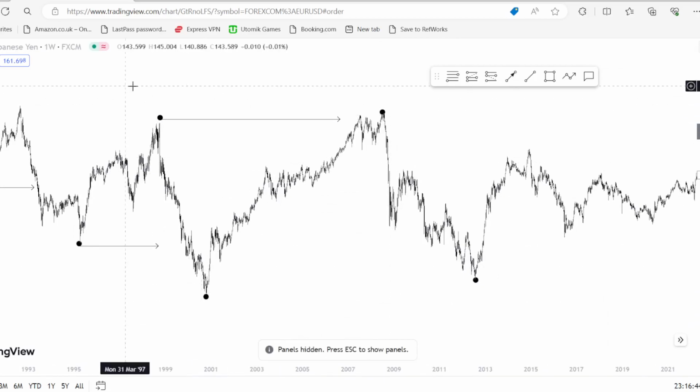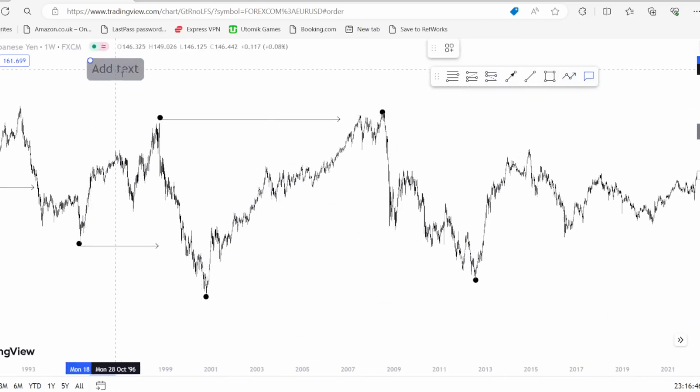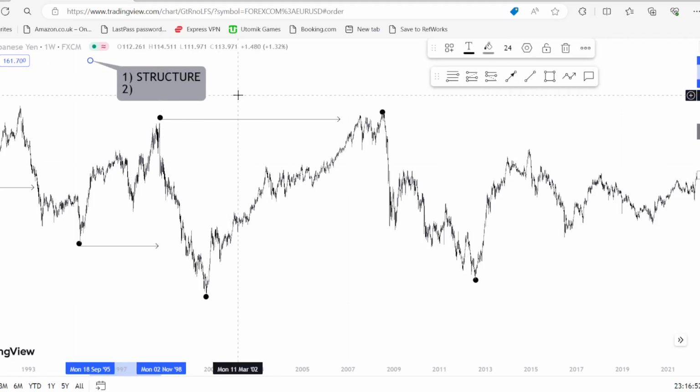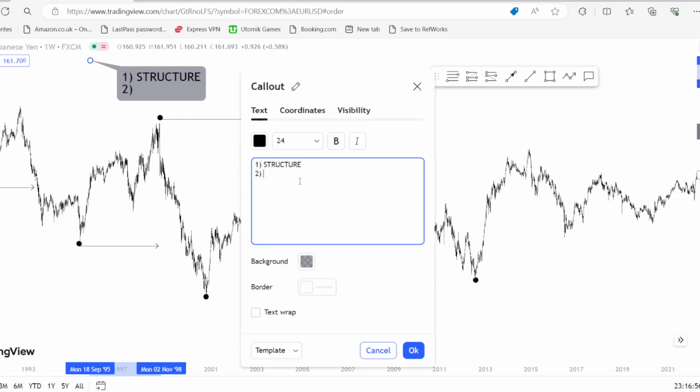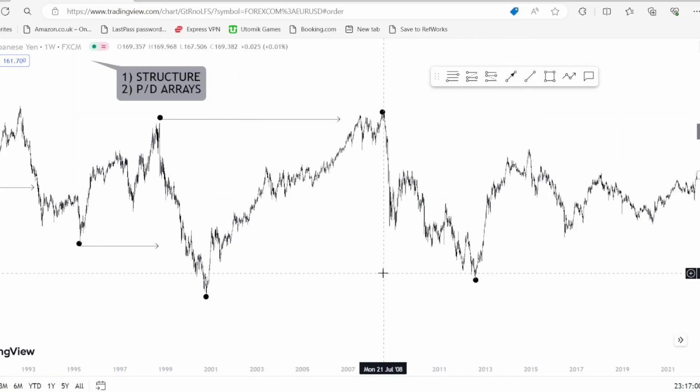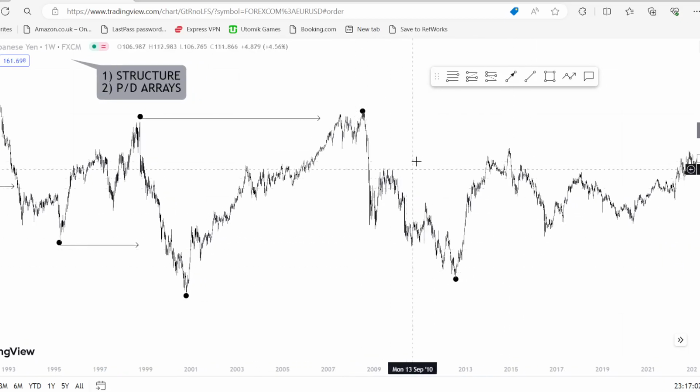The first thing we've identified is structure. What's the second thing we're going to be looking at? The second thing is the concept of PD arrays, or premium and discount. What do I mean by that? PD arrays essentially indicate to us how deep a retracement is with respect to the equilibrium.